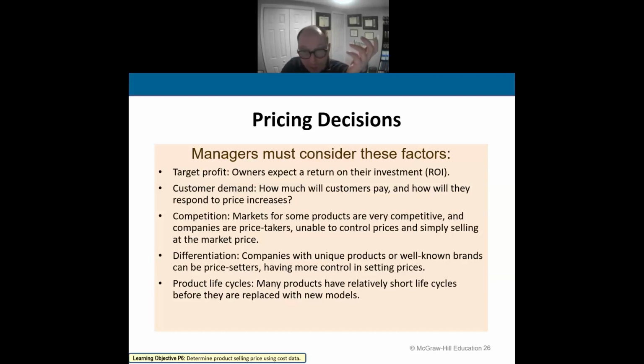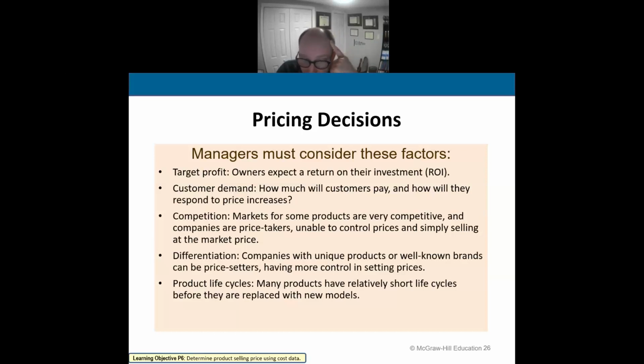And in setting my price, I need to take a couple things into consideration. The customer demand. How many people want to buy it? What price do they want to pay for it? How will they react if the price goes up or down? Competition. If there's a lot of the same product on the market, it's very competitive, and therefore I need to be able to set my sales price similar to my competitors in order to remain competitive.